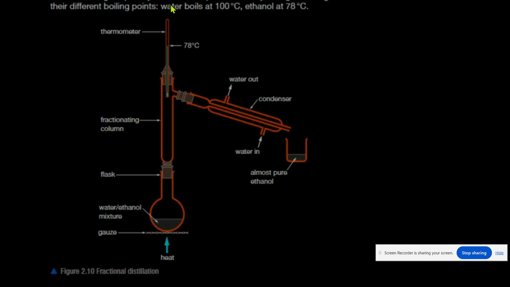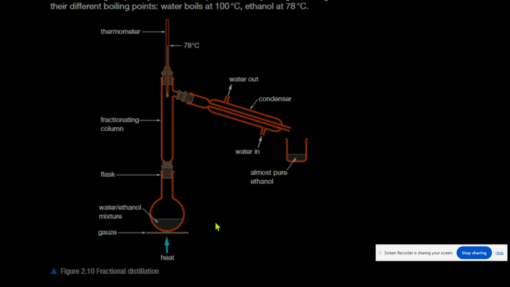Now, this is the graph of a fractional distillation. It's a little bit more complex, but the idea is the same. The only thing that's different is that there is a fractionating column, and this is to facilitate the separation of different liquids at different boiling points.